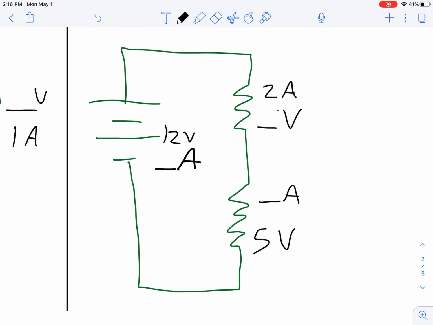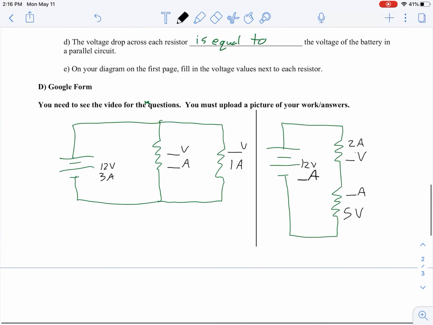Over here, you don't have to give me the resistance of anything. Over here, I give you the voltage of the battery, and I give you the voltage across this bottom resistor here and the current through this top resistor. You need to fill in the rest.